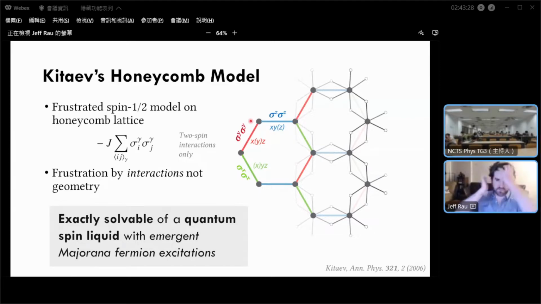Okay, and so it's still frustrated in that you cannot simultaneously satisfy all the interactions, but it's from more than just the geometry, right? It's the geometry combined with the form of the exchange interactions themselves. And so one reason why this is interesting is that this model is exactly solvable, and it has a spin liquid ground state with emergent Majorana fermion excitations. Okay. And so this might be a little surprising. Usually bilinear spin Hamiltonians like this are not exactly solvable outside of one dimension. But this is why this thing has attracted so much attention in the last 10 or 15 years.